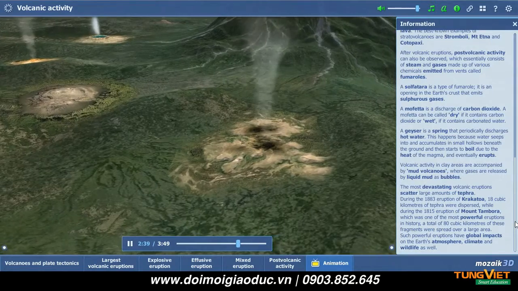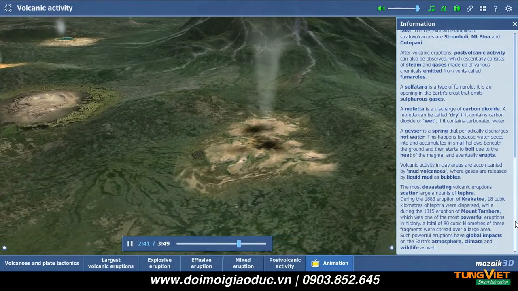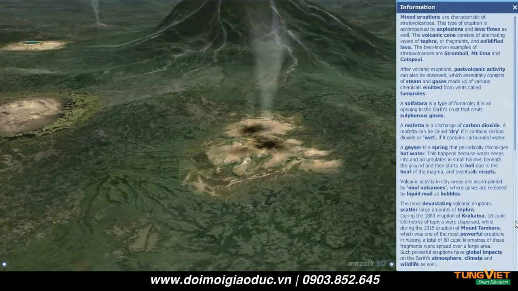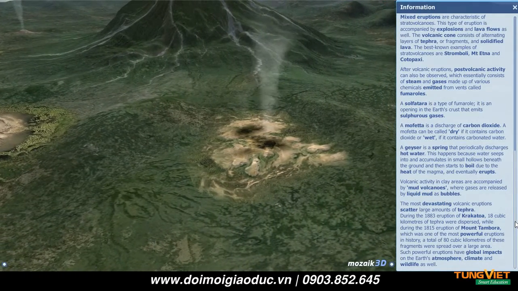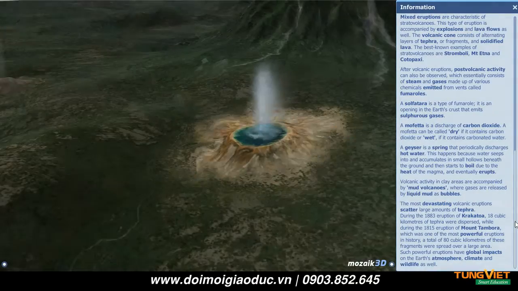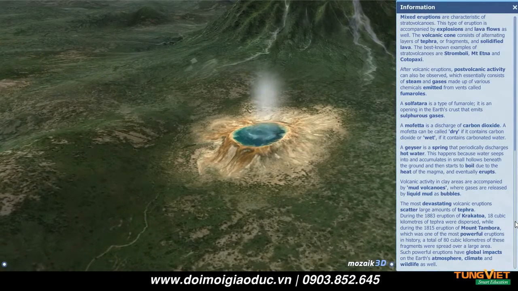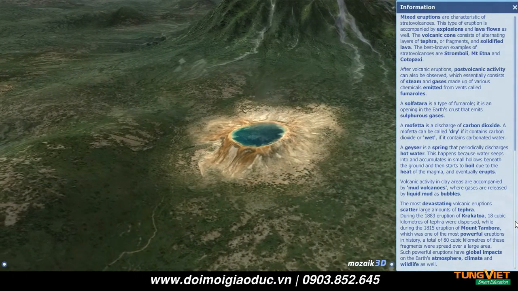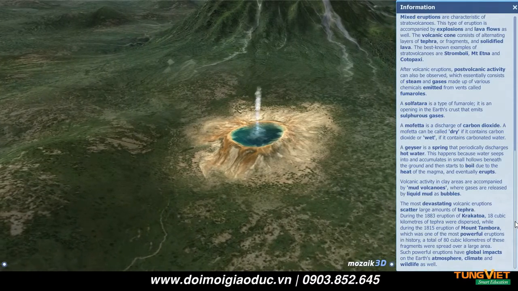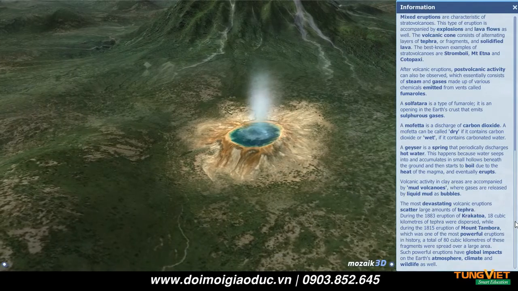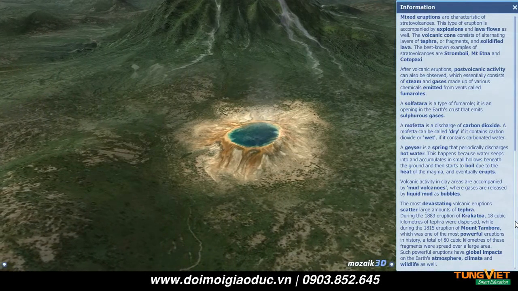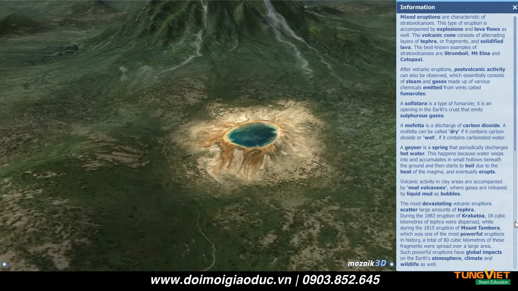A mofeta is a discharge of carbon dioxide. A mofeta can be called dry if it contains carbon dioxide, or wet if it contains carbonated water. A geyser is a spring that periodically discharges hot water. This happens because water seeps into and accumulates in small hollows beneath the ground, and then starts to boil due to the heat of the magma and eventually erupts.